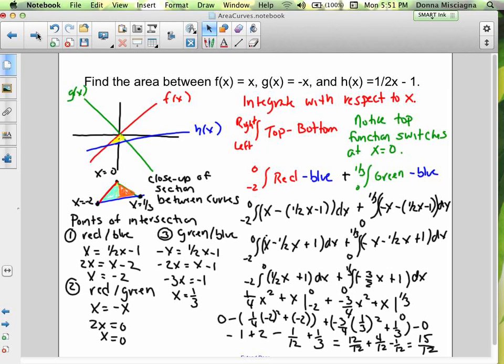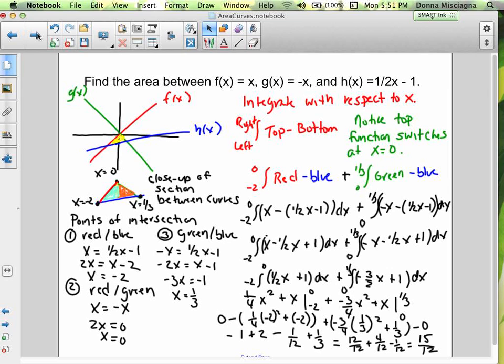All right, so we need to find the intersections between red and blue. The 2 lines that are intersecting are the red line, x, and the blue line, 1/2 x minus 1. So first of all, I smartly got rid of the 1/2. I multiplied everybody by 2. So 2x equals x minus 2. So subtract x from both sides. X is negative 2. Is that one boundary there?